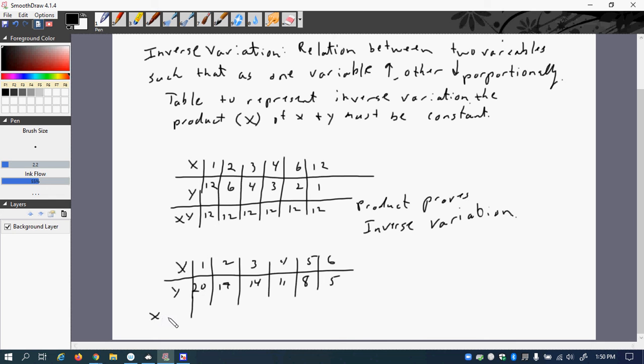If we look at the product, we get 20. 2 times 17 is 34. 3 times 14 is 42. And then this gives me 44, this gives me 40, this gives me 30. So no, this is not an inverse variation, IV. Okay? So that kind of shows you that.